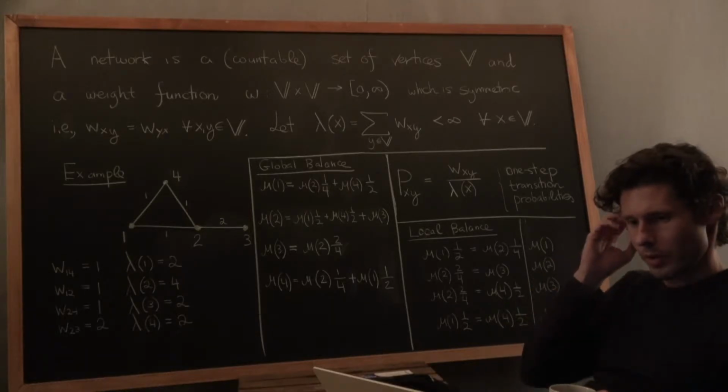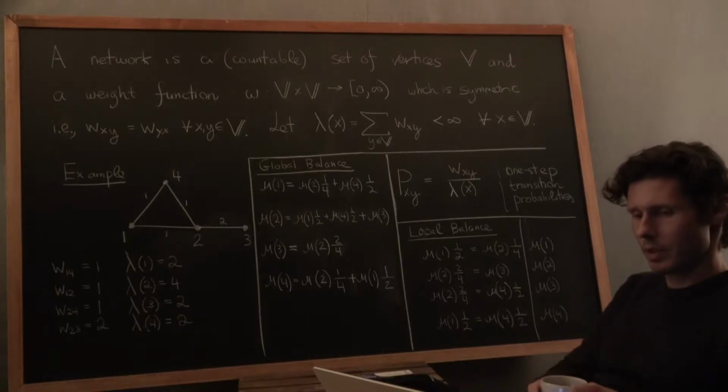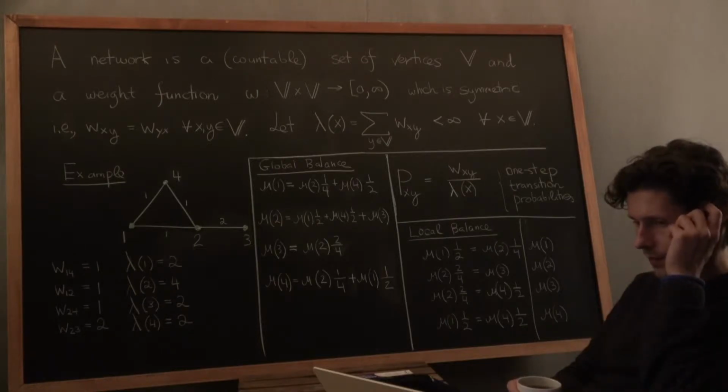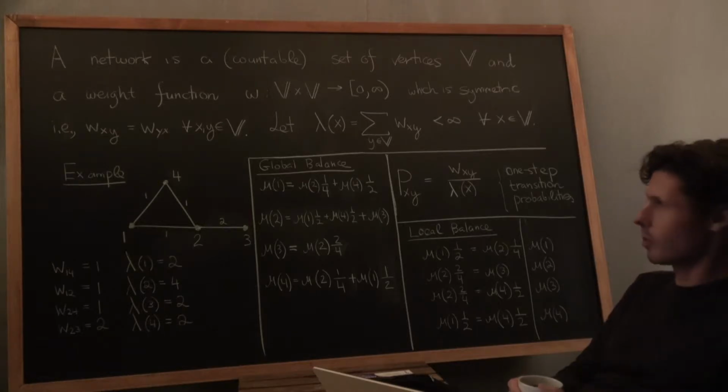This example is called a random walk on a network. So let's see how it works. I'm going to first define a network, what that is, and then I'll give you an example, and then we'll run some calculations with Markov chains and stationary distributions.